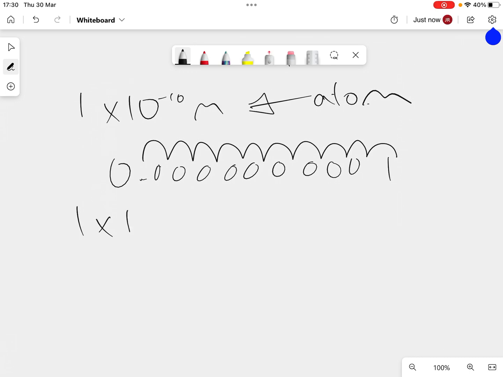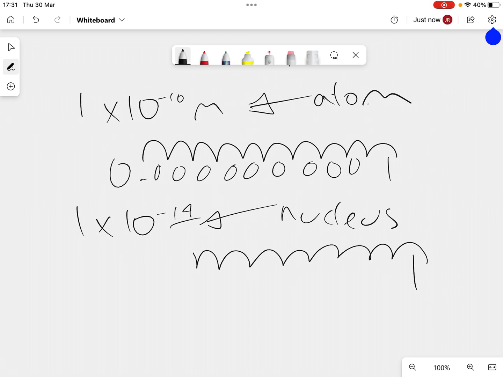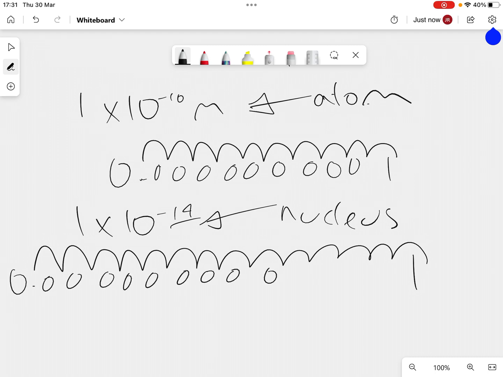Now, if we look at the radius of a nucleus, that is 1 times 10 to the minus 14. Looking at that, a common mistake that students make is they think that this is actually going to be bigger because that power is bigger. Actually, all that power means is that the decimal place is moving further to the left and that number's actually smaller. So again, same starting place as last time, but 1, 2, 3, 4, 5, 6, 7, 8, 9, 10, 11, 12, 13, 14. You can see quite quickly that number is indeed a lot smaller.